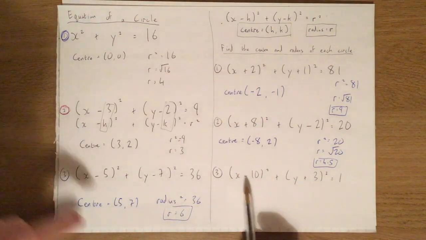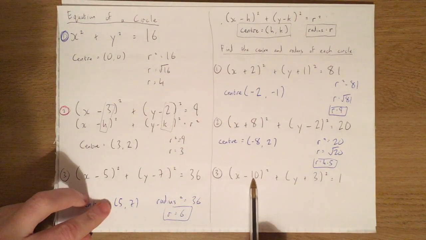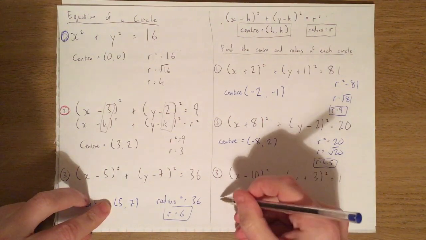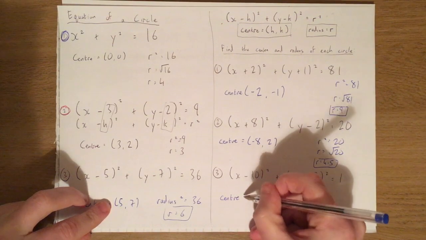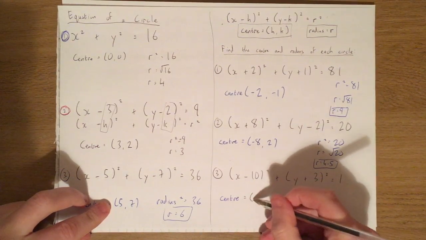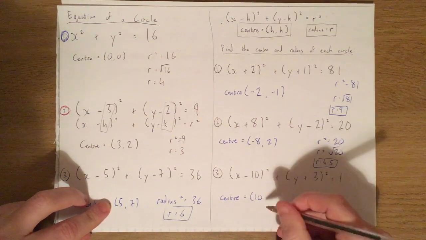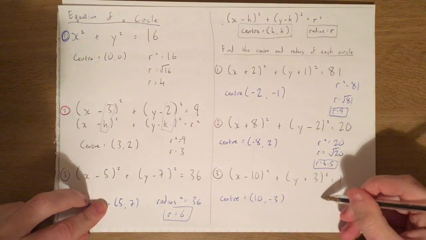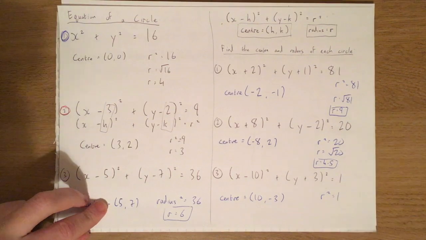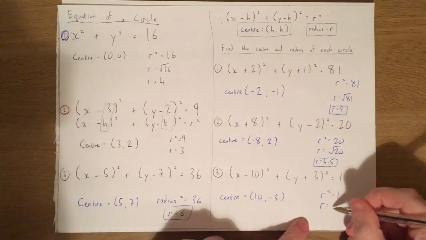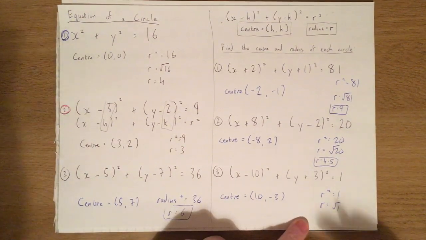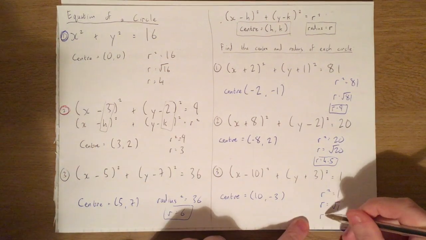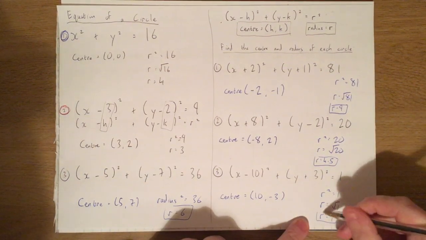Just the last one down here then: x minus 10 all squared plus y plus 3 all squared. So my center is going to be plus 10, minus 3. So just change the sign. And then my r squared here is 1. So my r is the square root of 1, and the square root of 1, if you use that in your calculator, is just 1.